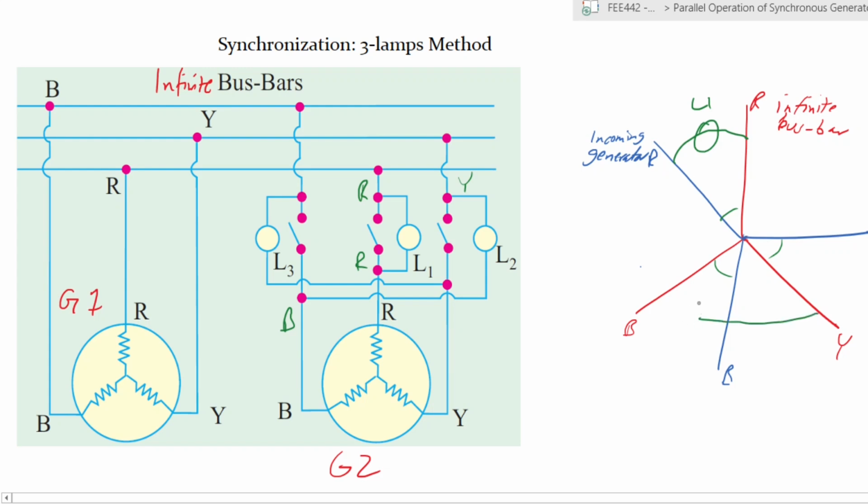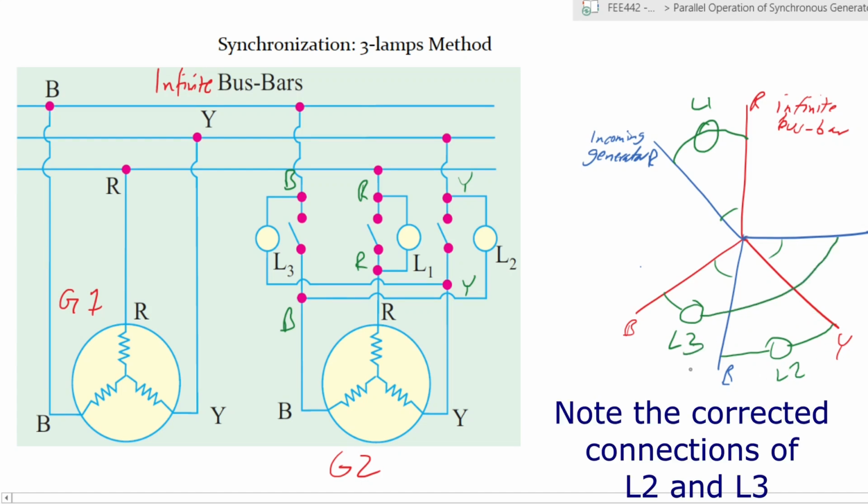So that is lamp 2. Okay. Then you have lamp 3, which is connected between the blue, which is there, and the yellow. So it goes through here to the yellow, right? So you have lamp 3. So you have those 3 lamps connected in that phase sequence.